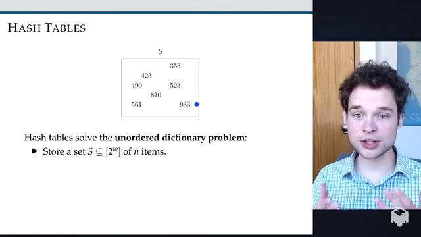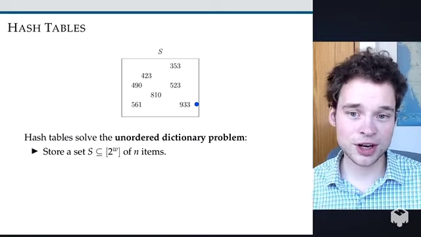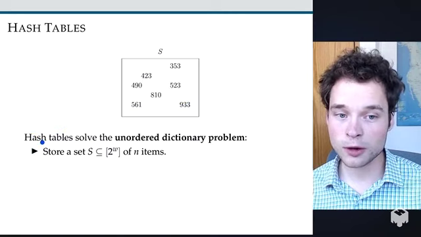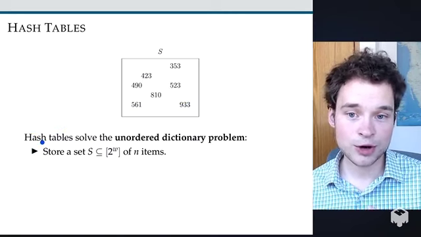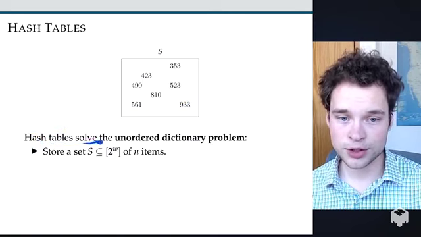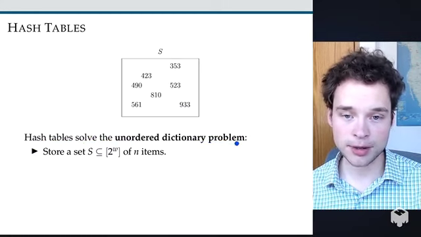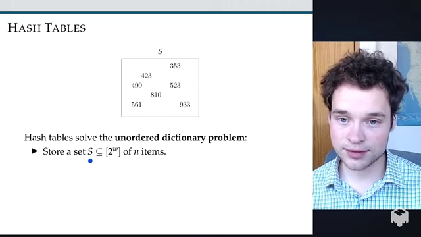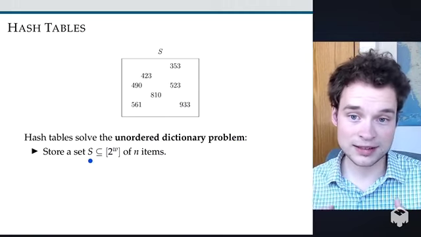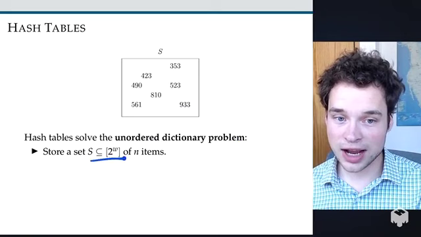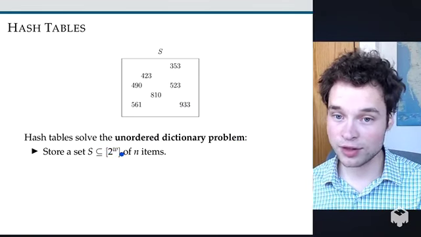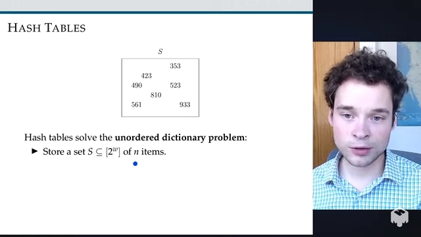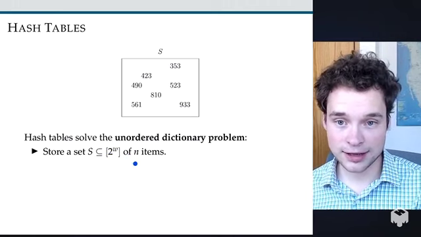Okay, so just to make sure we all start on the same page, let me start by reviewing what a hash table is. A hash table is just a colloquial term that we use to refer to any randomized data structure that solves what's known as the unordered dictionary problem. What that means is that the data structure stores a set of items. These items are typically referred to as keys. Each item is W bits, so you can think of W as being the machine word size, and we'll use N to denote the number of elements that we're storing at any given moment.